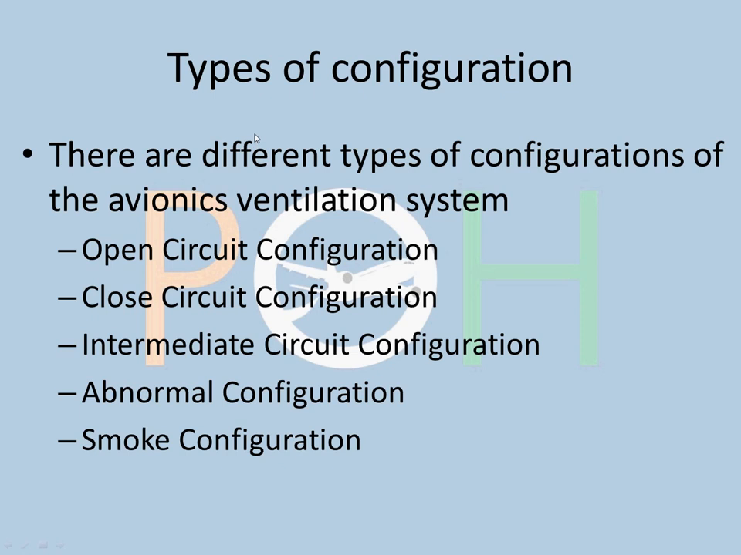Next, the types of configuration. There are different types of configuration on the avionics ventilation system: open circuit, closed circuit, intermediate circuit, abnormal configuration, and smoke configuration. An important point is that the top three are fully automatic, as the AEVC will govern them. The bottom two are manually controlled by the pilot. This we have to remember.